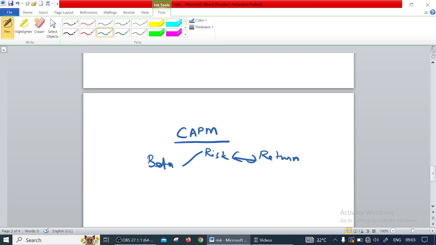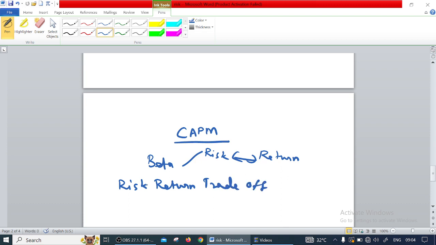Using CAPM, the investor can assess the risk return trade-off. Risk return, please write it out. The main objective behind the CAPM model is the risk return trade-off.